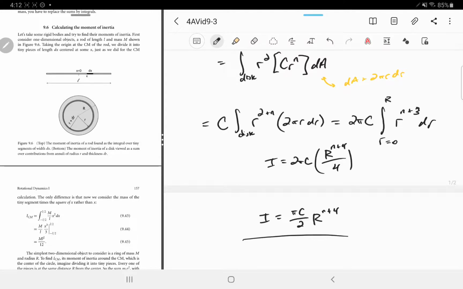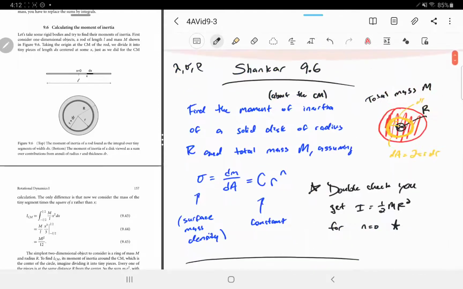Now, that's not our final answer, because we don't know the constant c. What we're allowed to use in our answer are the mass and the radius. You might have been told at the beginning of the problem that this is proportional to r to the n, and you're not told what that constant was. In which case that really means you have to write your answer in terms of R and M right here.